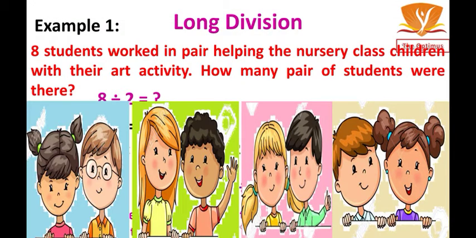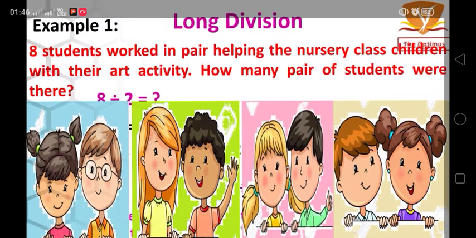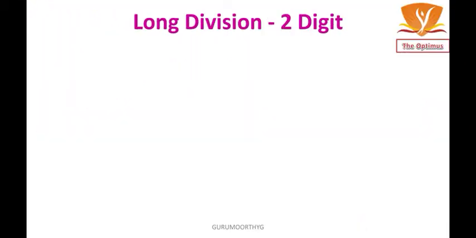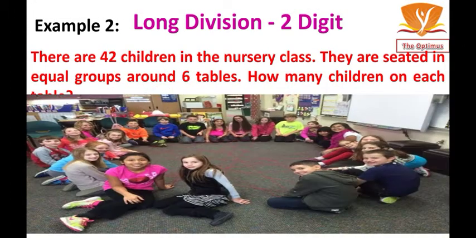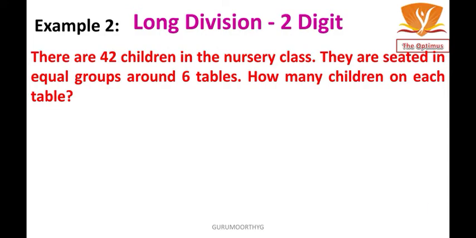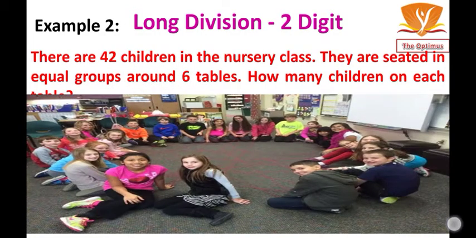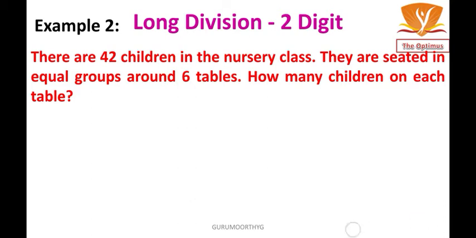Long division 2 digit. Example 2. There are 42 children in that nursery class. They are seated in equal groups around 6 tables. How many children on each table? This question I am going to write in short form. Yes, 42 divided by 6 equals what? This equation I am going to write in the place value chart.